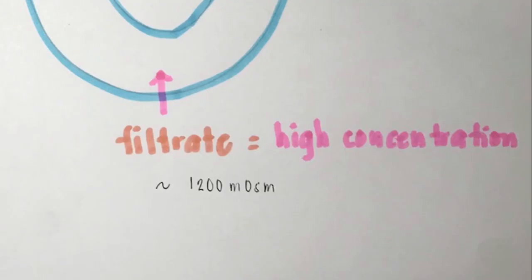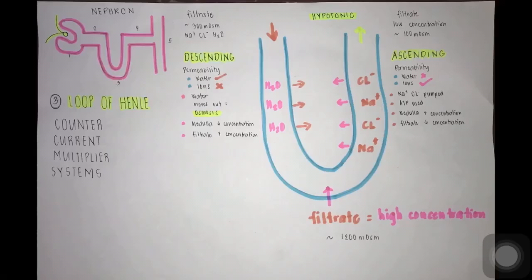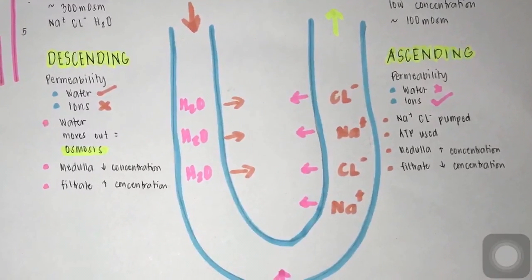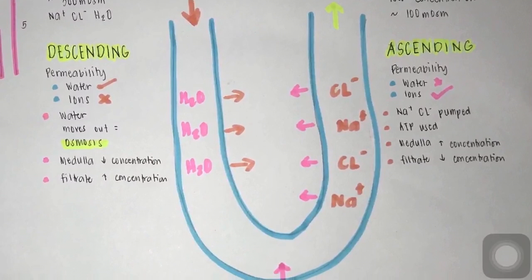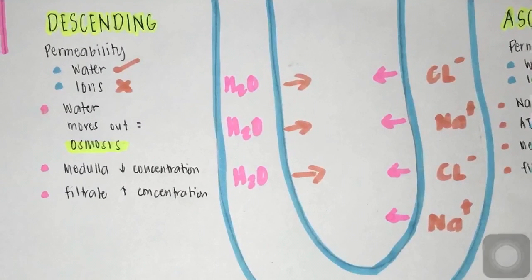So remember, this is because we started with the filtrate at 300 filled with sodium chloride and water. To begin with, we pumped out quite a lot of the water so that we've still got a little bit of water, but we've also got very, very high concentrations of sodium and chloride because that hasn't been pumped out here, because the descending limb is impermeable to these ions. It is a very high concentration filtrate down here.